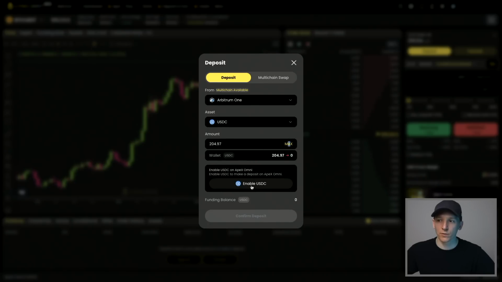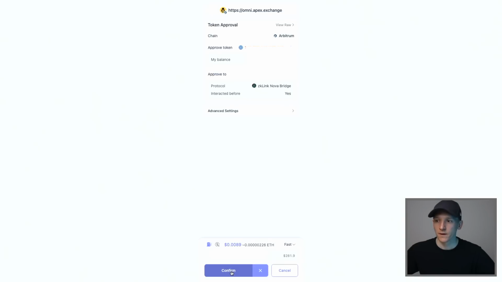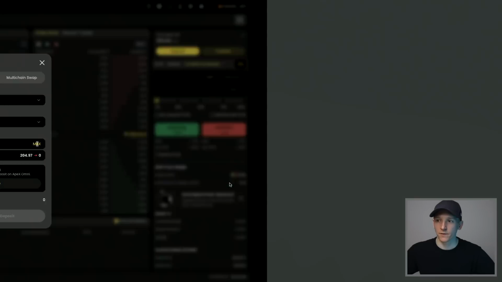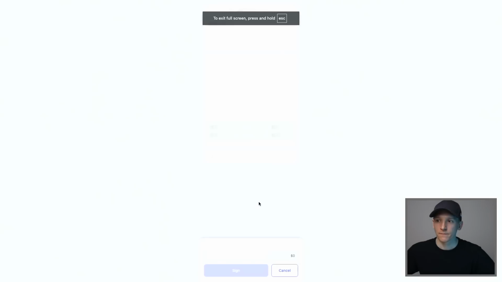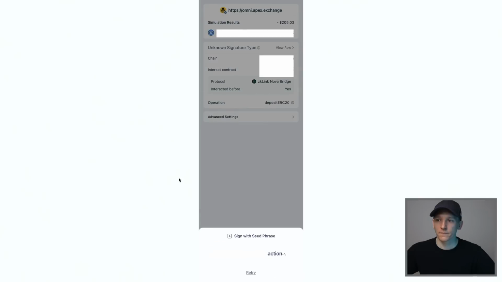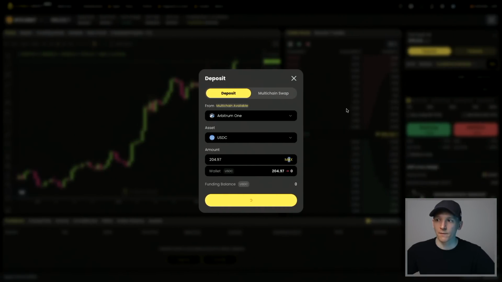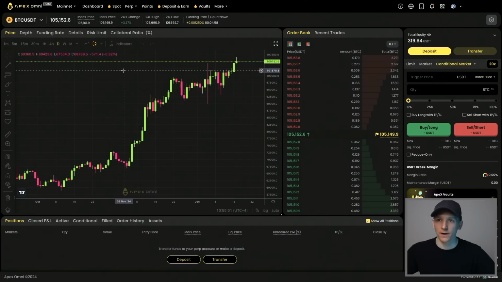What I'd have to do is enable USDC first. So press this. I'm going to sign that transaction, confirm. That is like literally not even a penny. So once that's confirmed, I can then confirm the deposit, and I can sign that and send it in. So that's 1 cent. So that sends in the USDC into the dApp. Now I have that to go ahead and trade with.